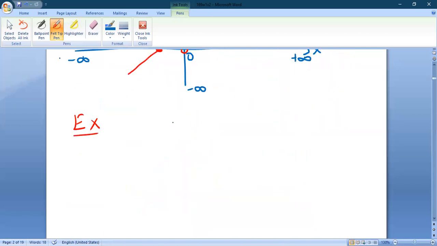And then the other example that I wanted to talk about is this one. F of x equals absolute value of x. So absolute value function.